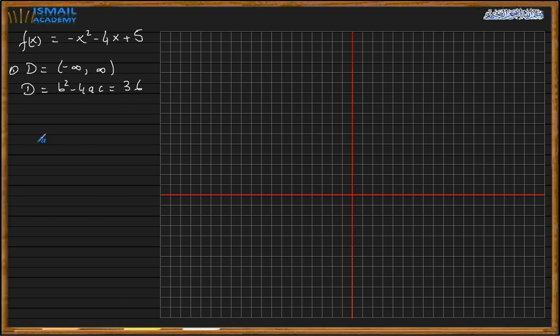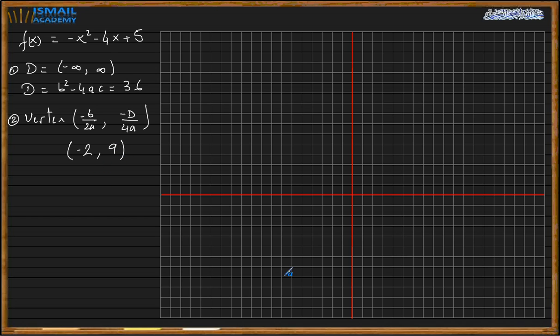So what's going to be my vertex? Vertex is, let me write down the formula for you guys again: minus b over 2a and minus D over 4a. So it's going to be minus b, so 4 over minus 2, which is minus 2. And minus 36 over 4 times minus 1. So it's going to be 36 over 4, which is 9.